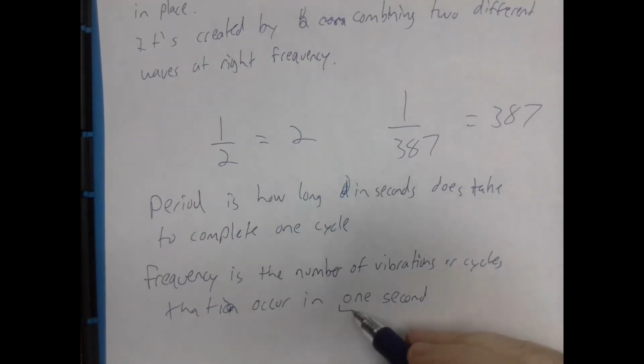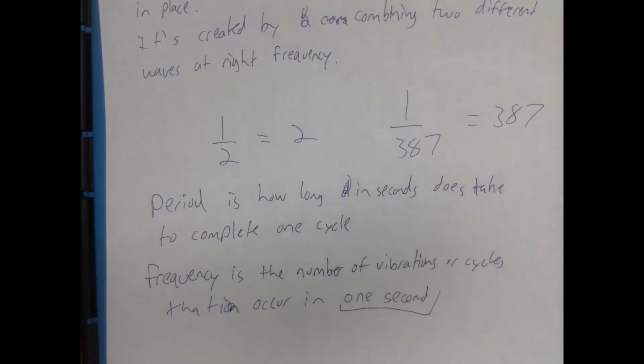Sometimes this definition will change. For example, RPM, rotations per minute, is a measurement of frequency. In this class, we usually do frequency in hertz and not revolutions per minute or rotations per minute. So hertz is going to be per second if we're using the hertz definition.